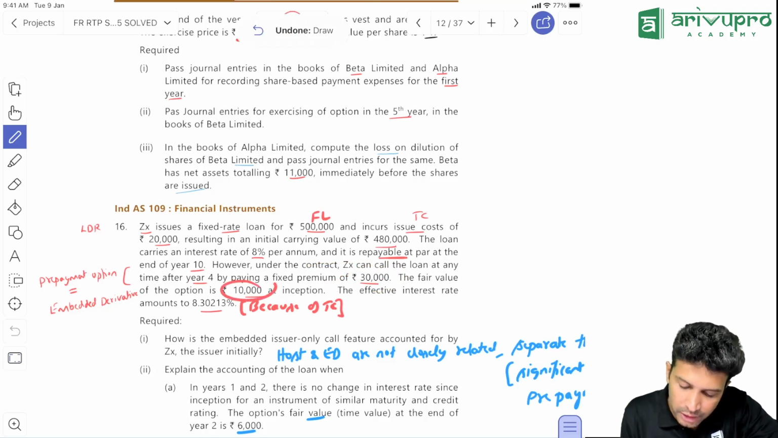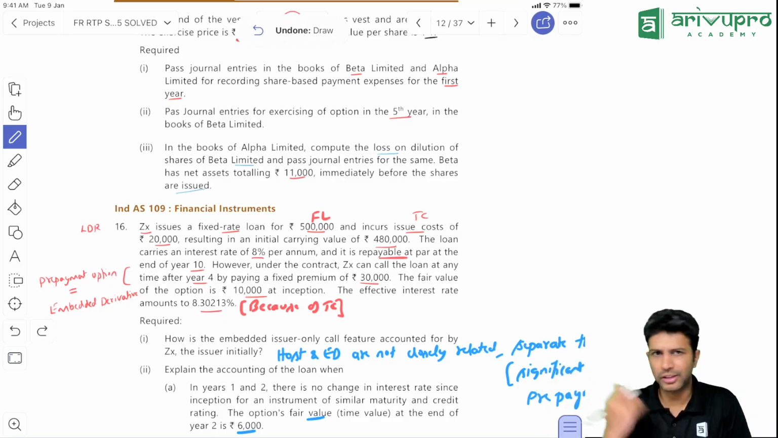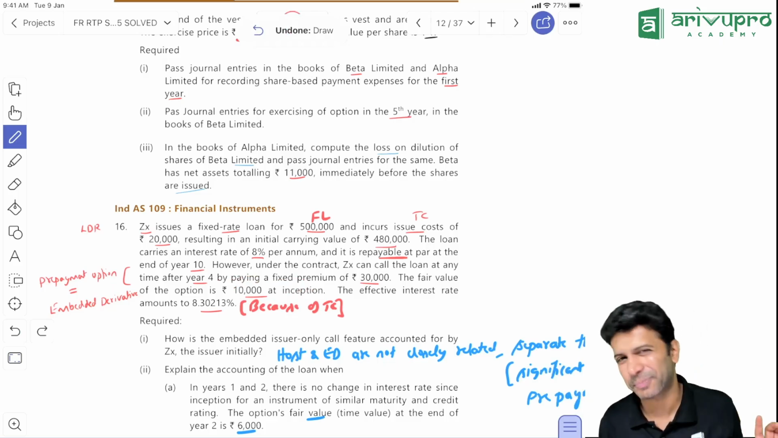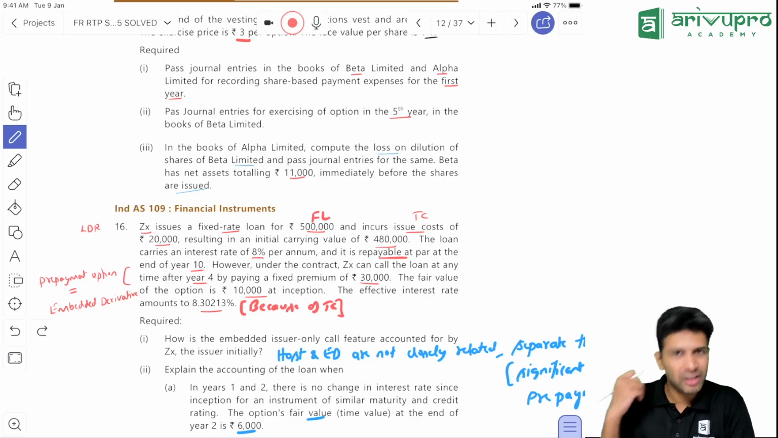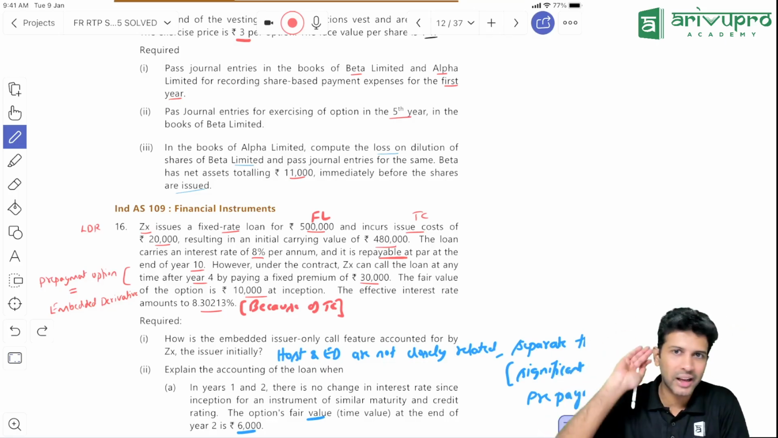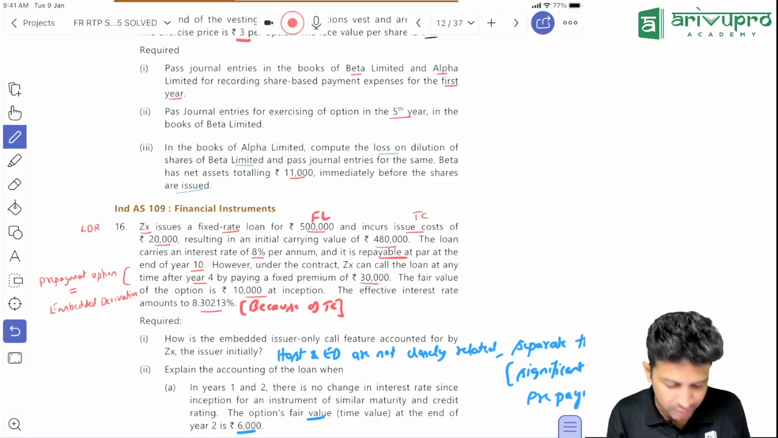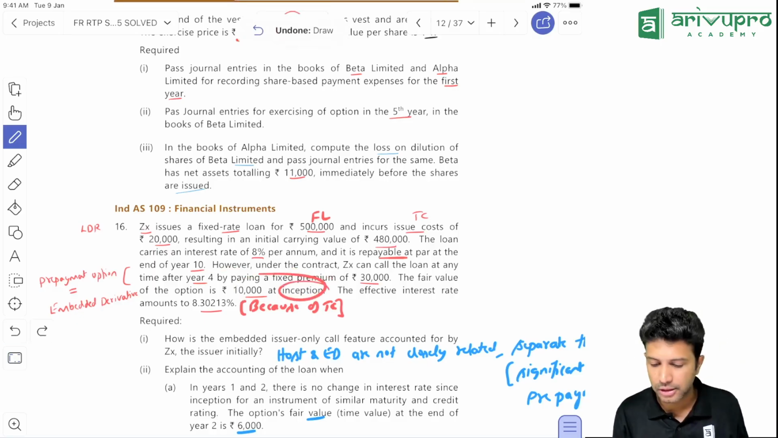The fair value of this option is 10,000 rupees. This is a callback; we are calling back our instrument. So this call option has a premium of 10,000 at inception. Derivative instruments usually do not have any fair value on the contract date, the inception date, so we will not pass any entry. Here they have only given this call option's fair value as 10,000 at inception. Not after 4 years, only now its fair value is 10,000.